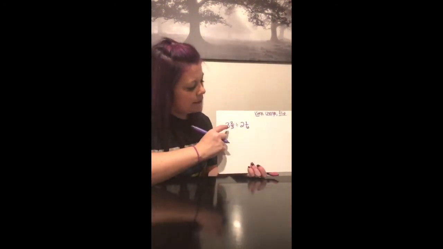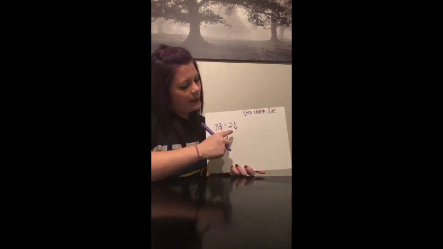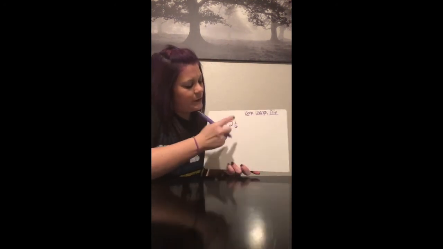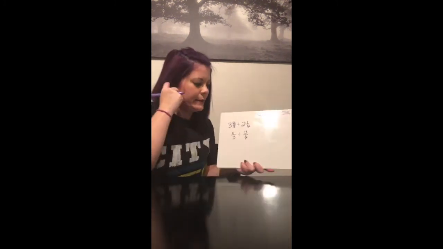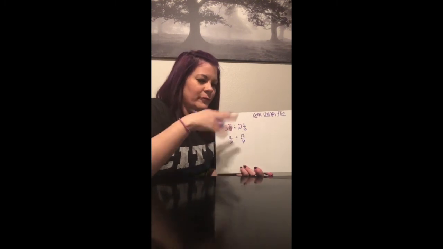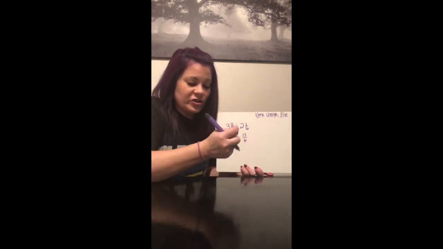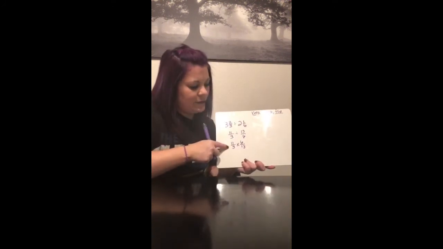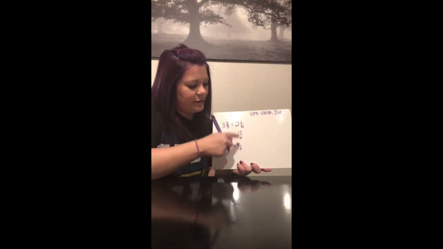Messed that one up. 3 2/3 divided by 2 1/6. Let's change this to improper. 3 times 3 is 9. 9 plus 2 is 11. 11/3 divided by 2 times 6 is 12. 12 plus 1 is 13. 13/6. Now you have to do the keep, change, flip. Don't do what I did last time. You have to do the keep, change, flip because it's division. So keep the 11/3, change to multiplication, and flip this 13/6 to 6/13.